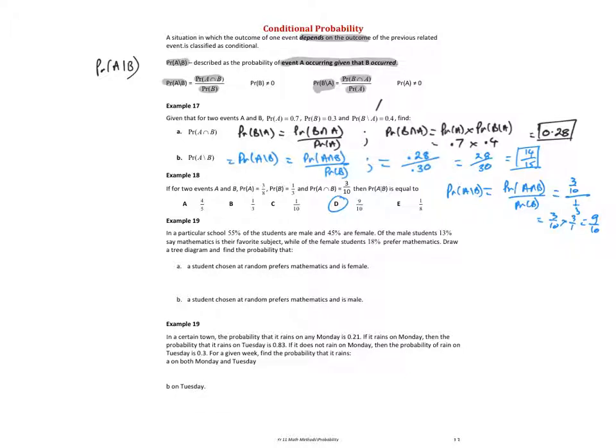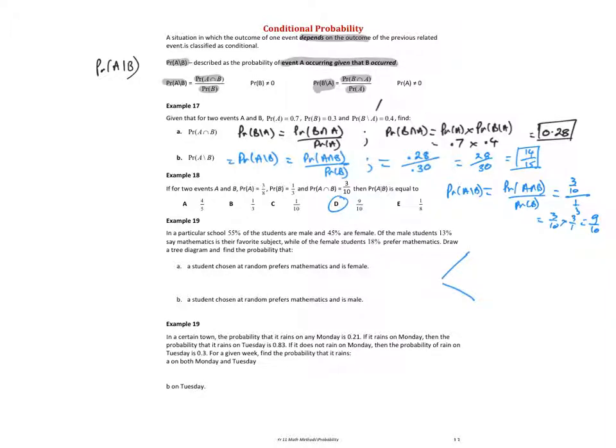Example 19. We've got two 19s. That's okay. In a particular school, 55% of students are male, 45% are female. Of the male students, 13% say maths is their favourite. Of the female students, 18% prefer mathematics. Draw a tree diagram. All right, so let's think about the tree diagram.